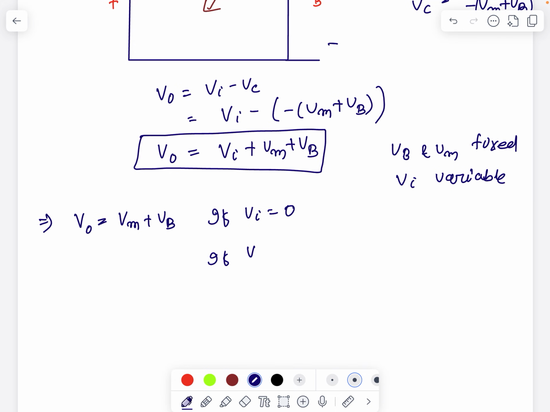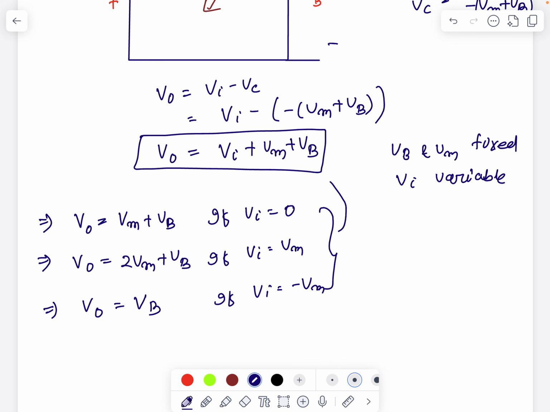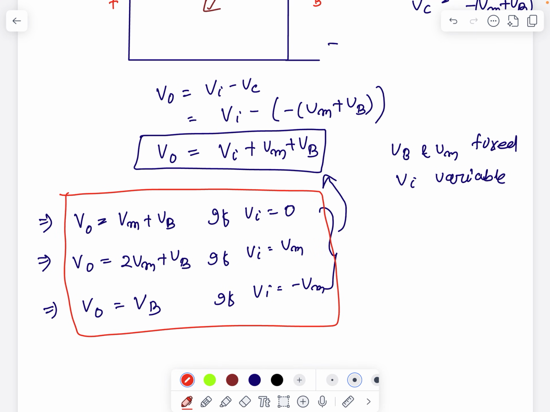Okay. Next I can take Vi equal to Vm, so I'll get V0 equal to 2 Vm plus Vb. Similarly, another point I can take, if Vi equal to minus Vm, so I'll get V0 equal to Vb. So all these things I am putting in this equation to get the output.